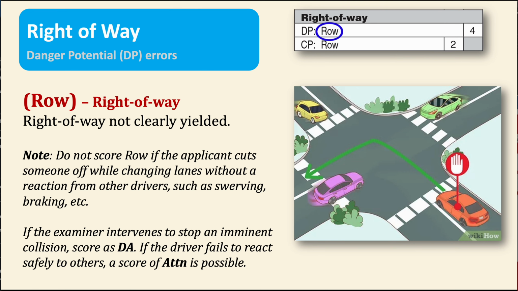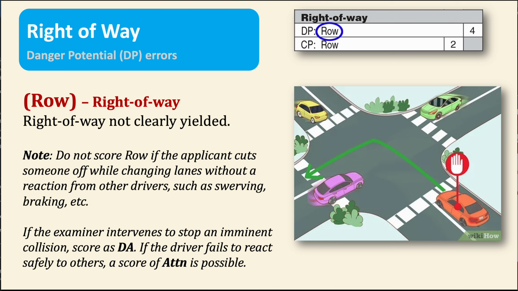In this case, the right of way is not clearly yielded. That's the danger potential. Now no, don't score right of way. The applicant cut someone off while changing lanes without a reaction from other drivers such as swerving and braking, etc. So if the applicant had to slow down, if the other person had to slow down because of the applicant's actions, right, they need a reaction. So if they slow down, yes, you're going to score it. If they didn't slow down, then you're not going to score that.